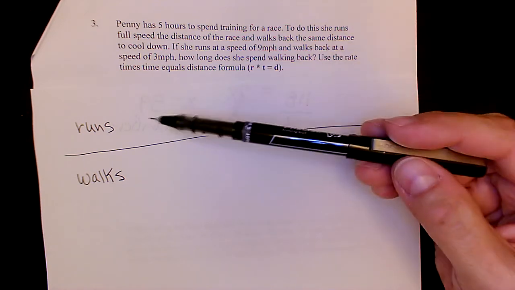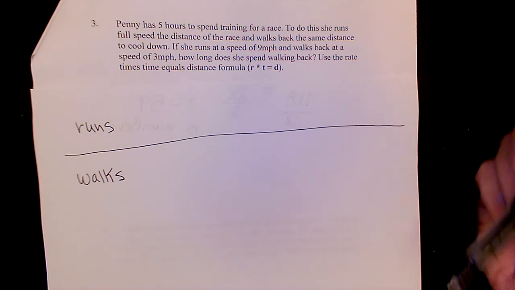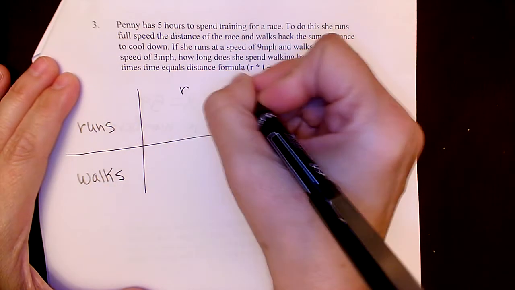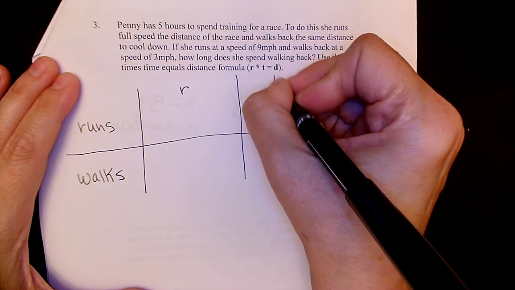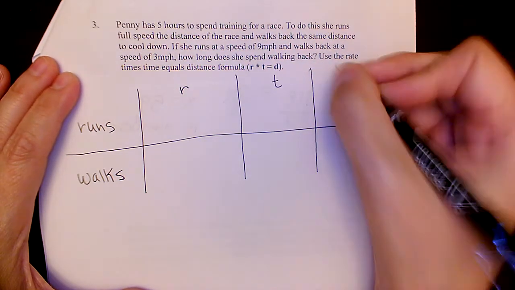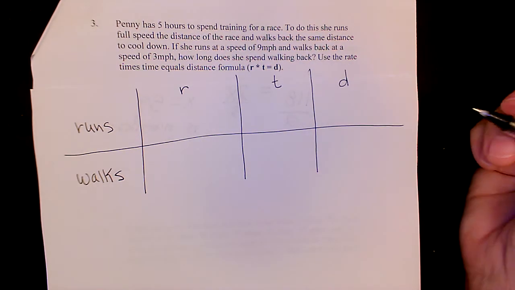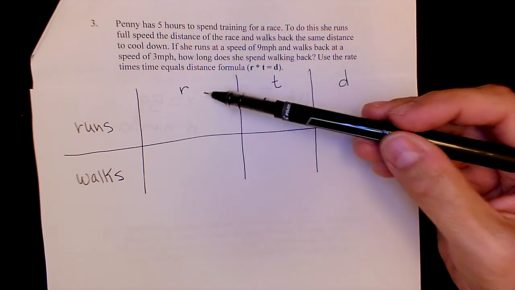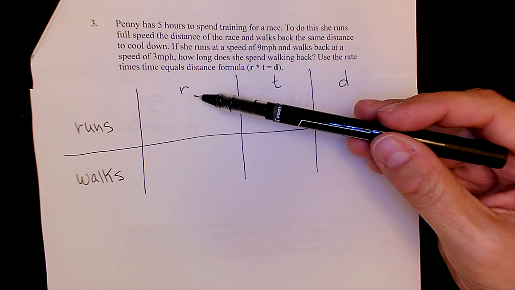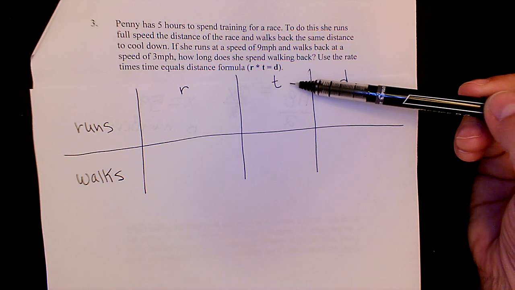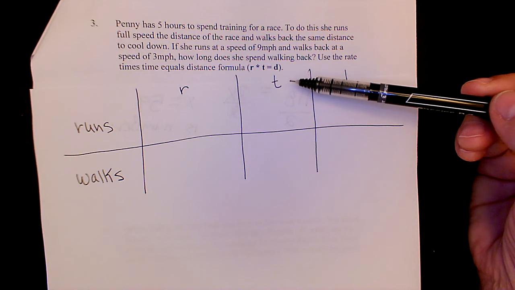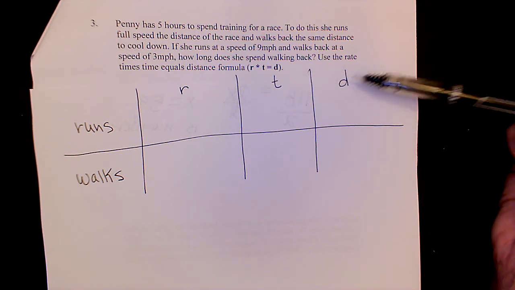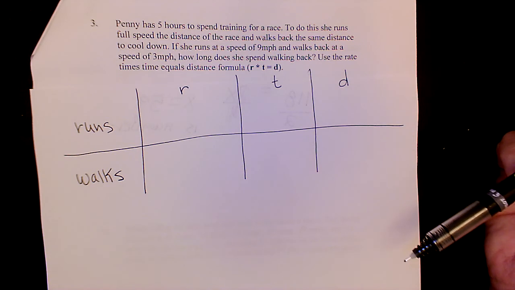So we're talking about running and walking. She's running and walking. And I'm going to make a column for the rate. I'm going to make a column for the time. And then I'm going to make a column for the distance, because rate times time equals distance. And we remember rate is how fast she's running and walking. Time, how much time does she spend running and walking? And then that's the D for the distance.